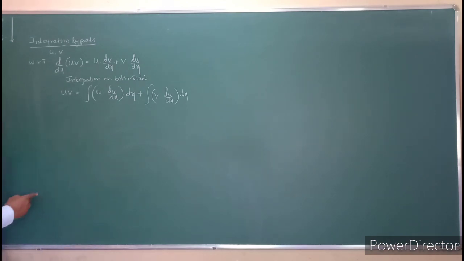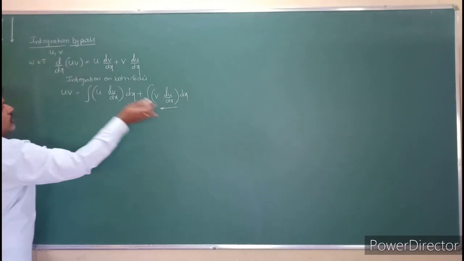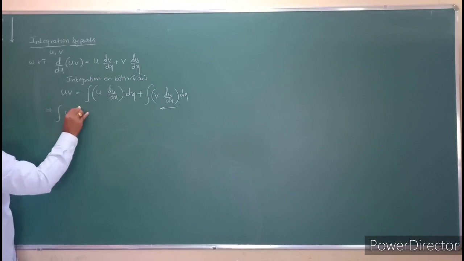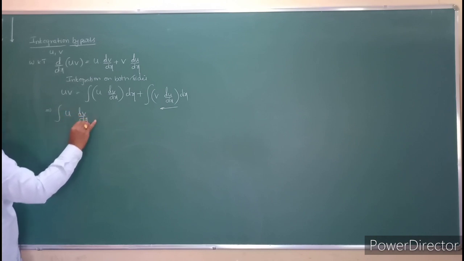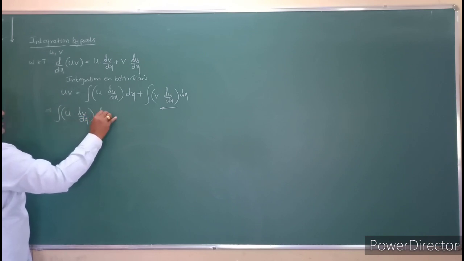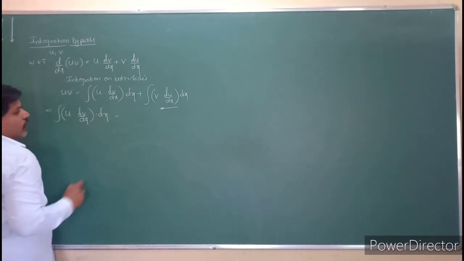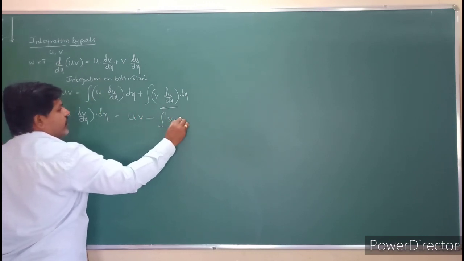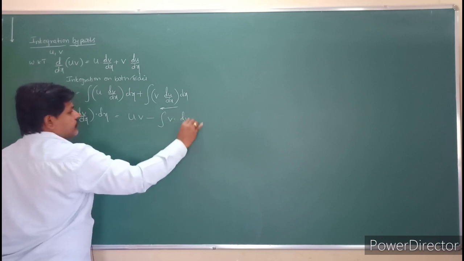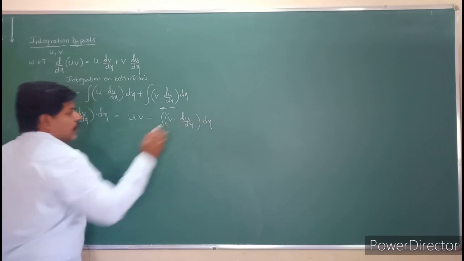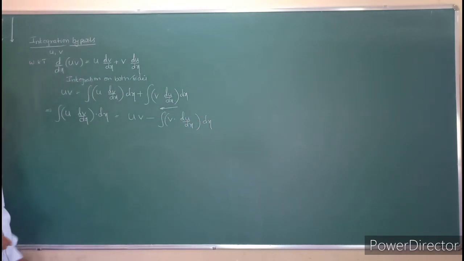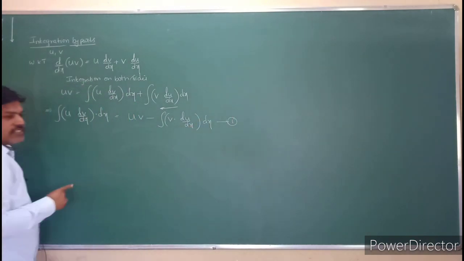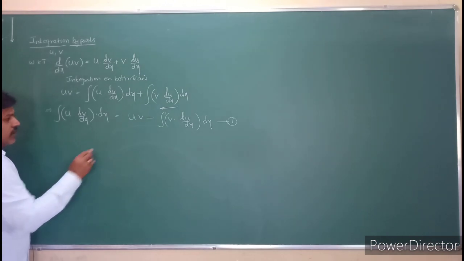So I am taking this term to this side. The remaining term is the integral of u into dv by dx into dx, which is equal to uv minus, taking this term to this side, the integral of v into du by dx into dx. Just taking this term to this side. This is equation number 1.